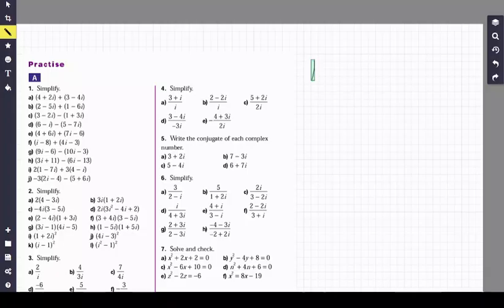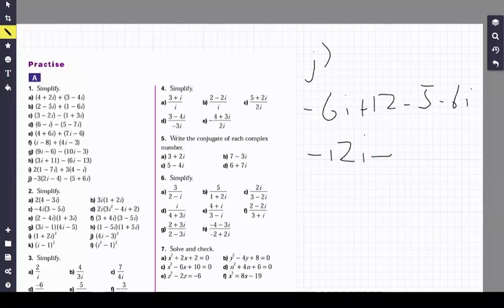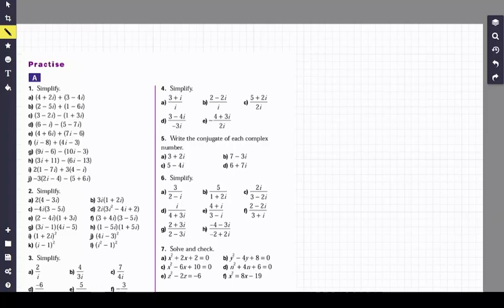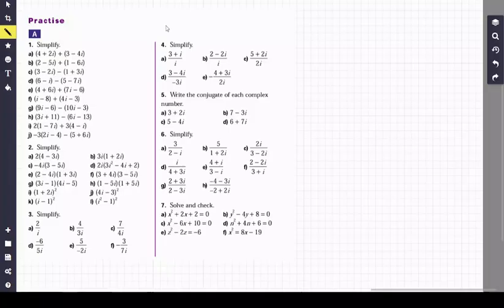So for question number 1, I'm actually going to do J, because that actually has both adding and multiplication. So that's negative 6i plus 12 minus 5 minus 6i. So that's negative 12i plus 7. So I want you to get really, really good at arithmetic. You got to know that negative times negative creates a positive, and positive times negative is a negative, and stuff like that.